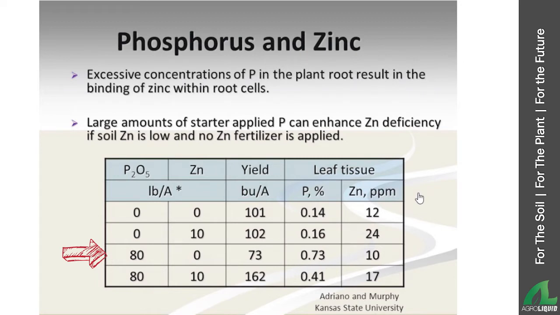So this demonstrates that an abundance of phosphorus is actually tying up and reducing that amount of zinc availability for that crop. Now, if you look where we applied both zinc and phosphorus, we got the best tissue levels, and we also had the highest yield.